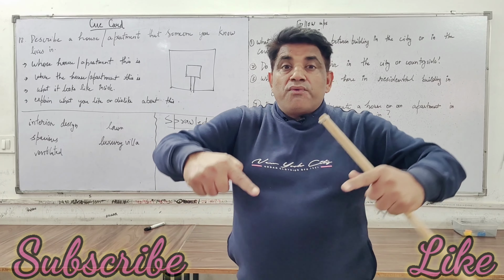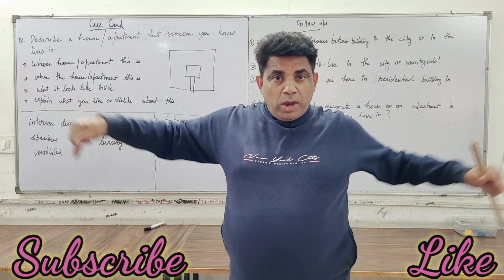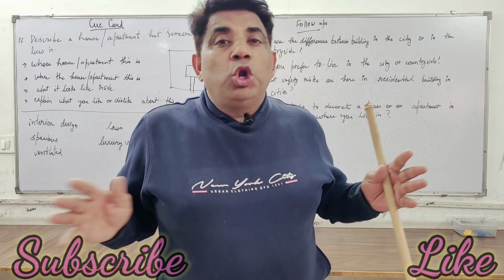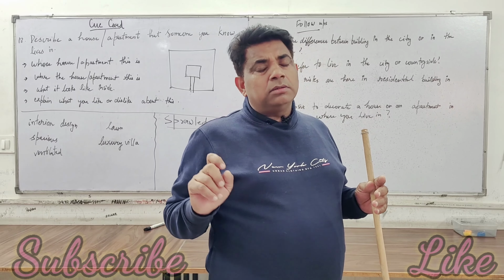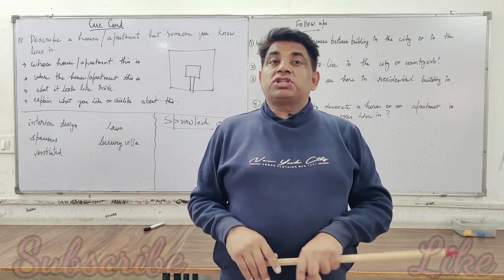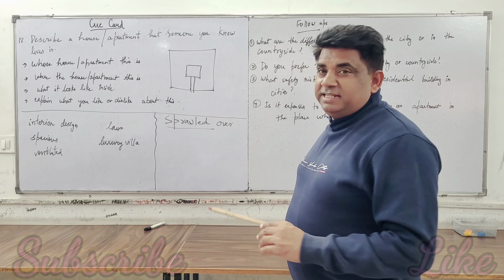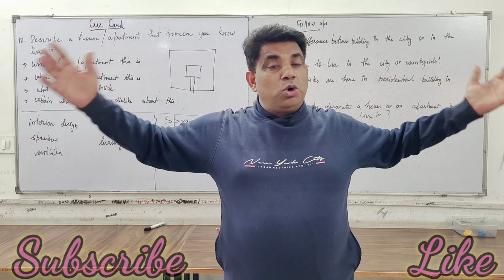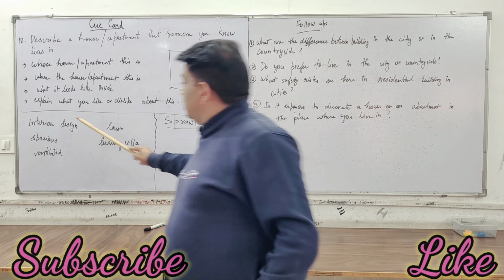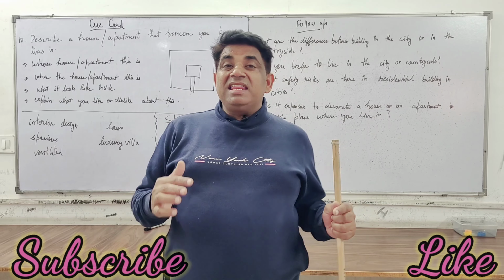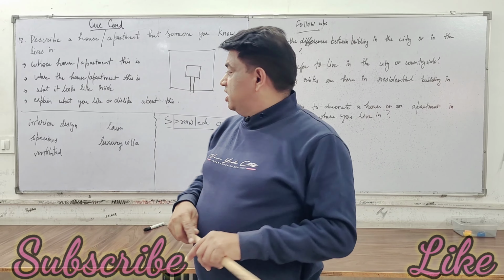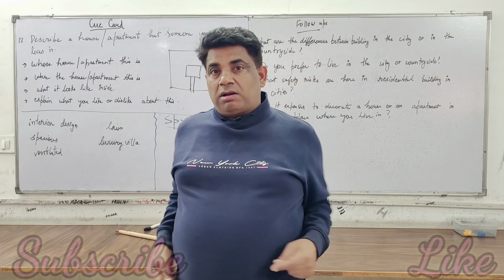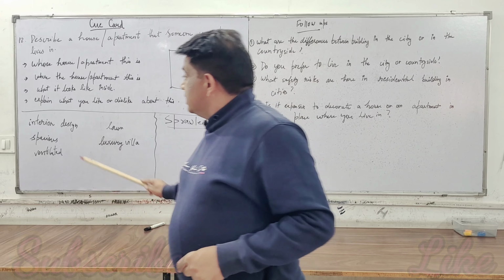Sprawled over, spread out. This house is sprawled over 1 acre, whatever may be the size. This word could also be used for a city. My city is sprawled over 10 kilometers, sprawled over 15 kilometers. Interior design, the design of the inside. Lawn, the outside space outside a house is called a lawn.